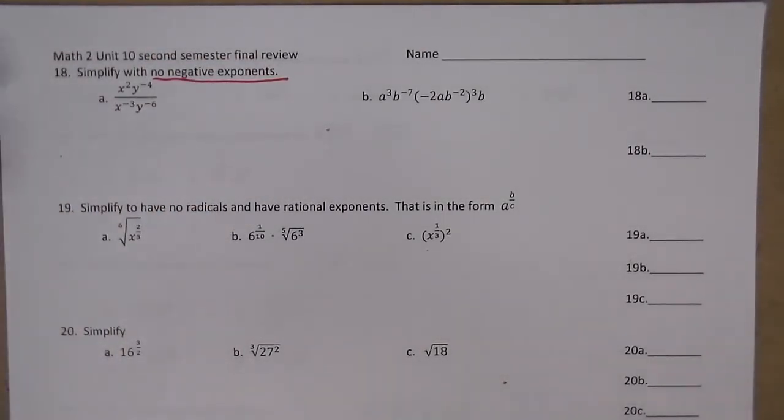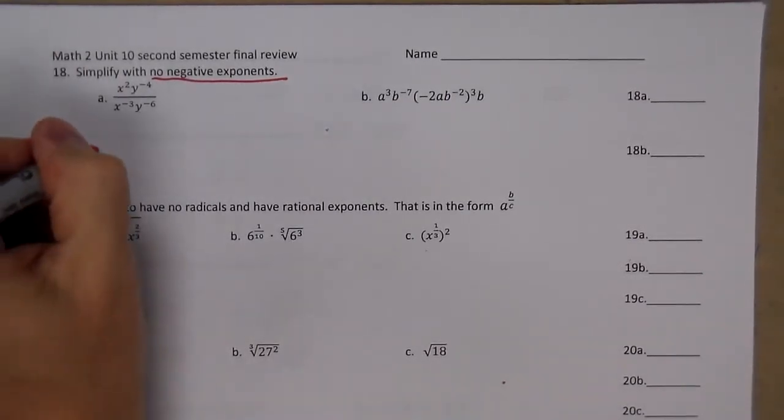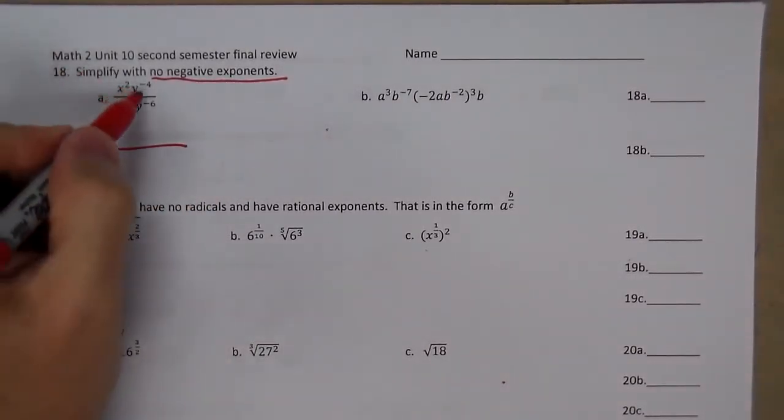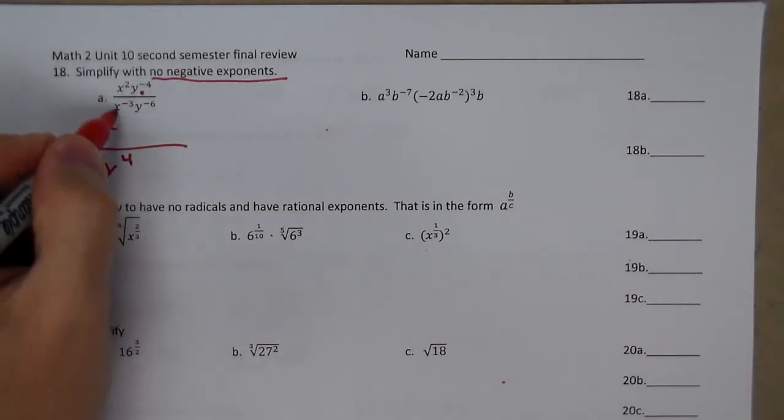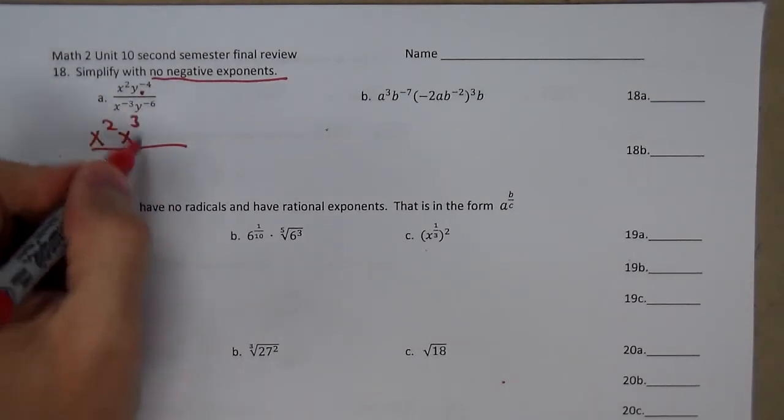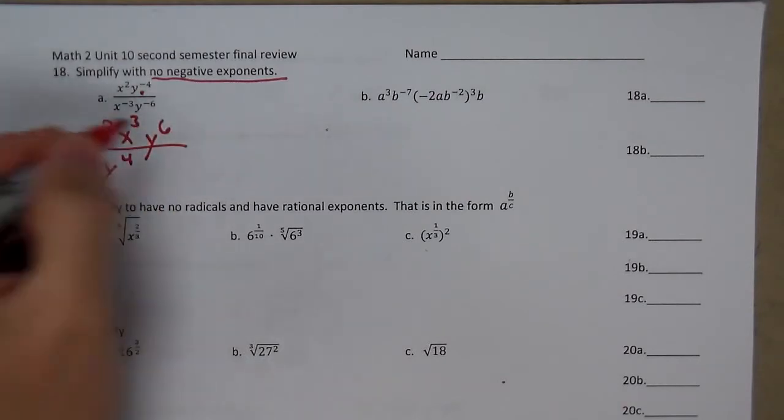So I'll first look at this, and if it's a negative, I'm going to move it across the fraction. So the x squared is going to stay there. Y to the negative fourth, I'm going to move down, makes that positive. X to the negative third, I'm going to move up. And y to the negative sixth, I move up, makes them positive.